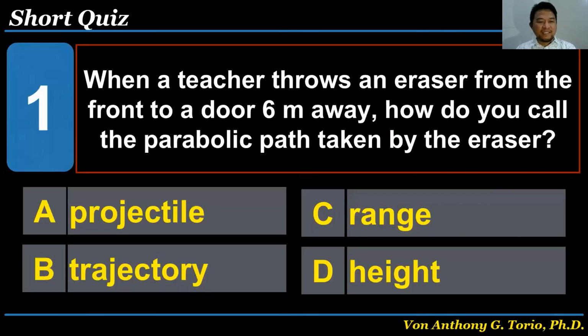Item number 1 is, when a teacher throws an eraser from the front to a door 6 meters away, how do you call the parabolic path taken by the eraser? A, projectile, B, trajectory, C, range, D, height. So ideally, in answering these questions, you should have a pen and a paper with you, so you can quickly write your answers.